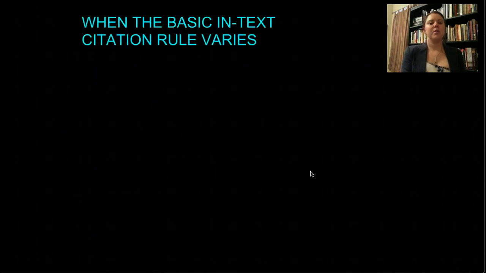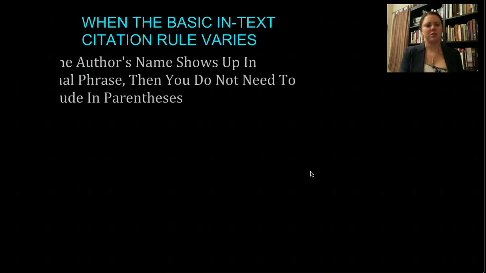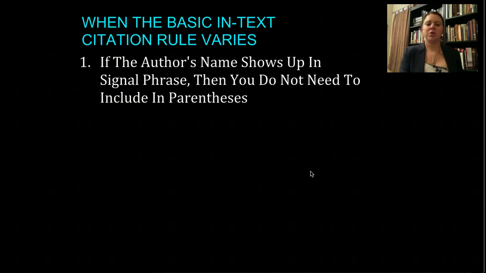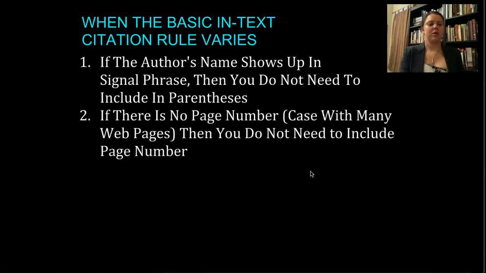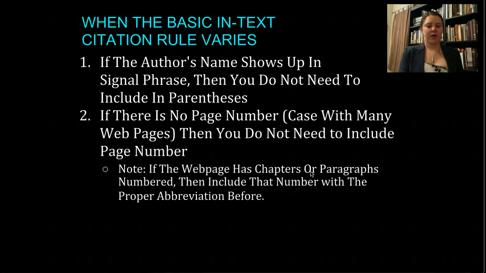So, the basic in-text citation rules vary, there are some variations, okay? If the author's last name shows up in your signal phrase, then you don't need to include it in the parentheses, just the page number. You would still need a page number, okay? Number two, if there's no page number, which happens to be the case with many web pages, and we're using many web pages for this MOOC in terms of our research, then you don't need to include a page number, okay?